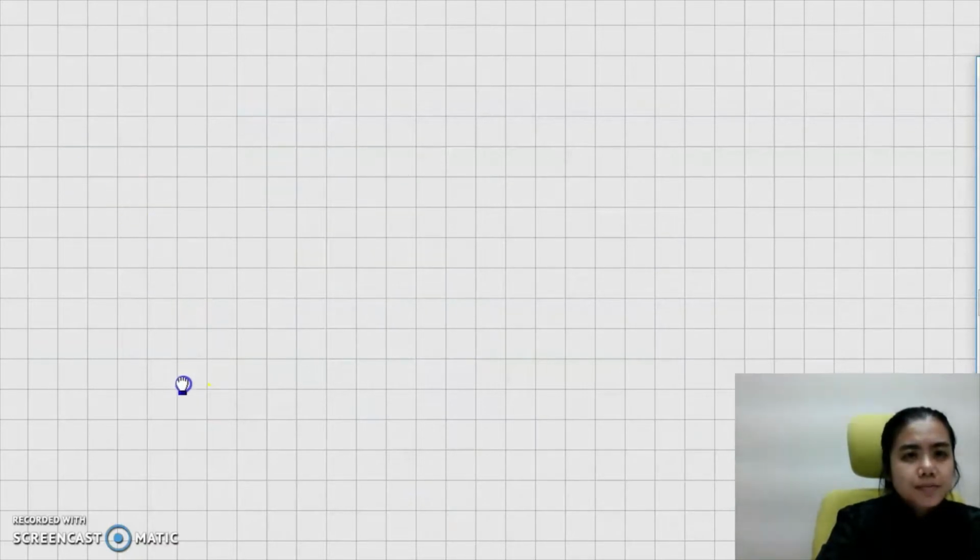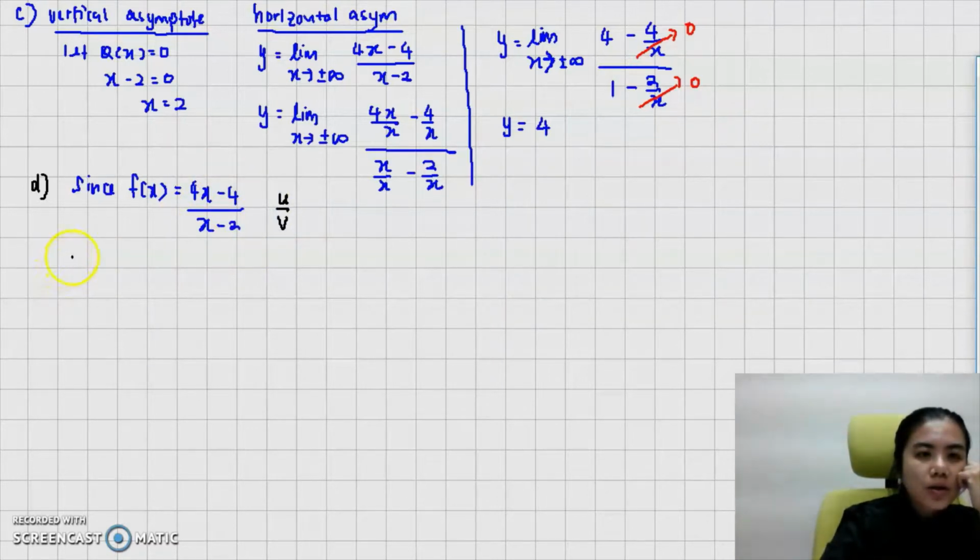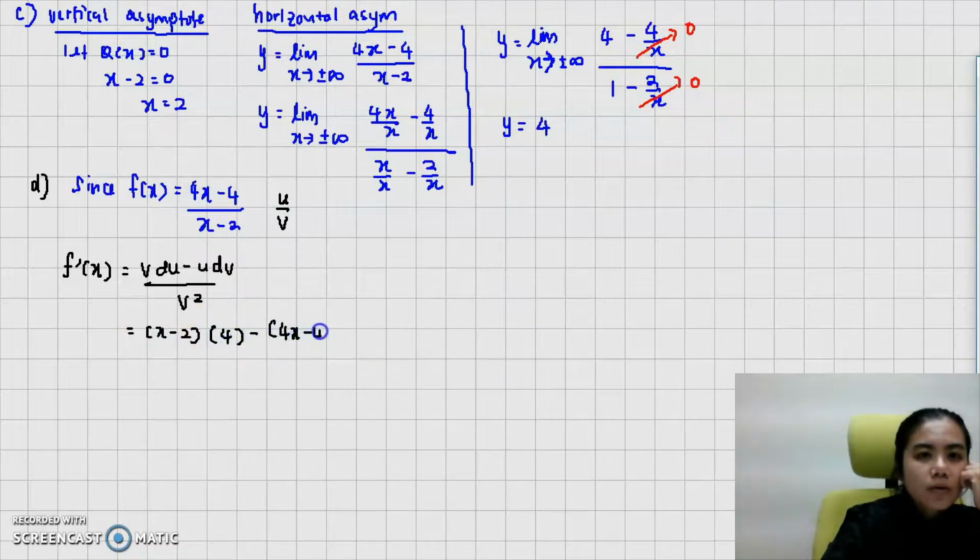So again, we need to apply the quotient rule. So you have u over v. You have to let your u as this, v as this. So f prime, we're going to use the formula (v du - u dv) over v squared. Our v is x - 2, du is 4, u is 4x - 4, dv is 1. And we have the v squared, which is (x - 2) squared.